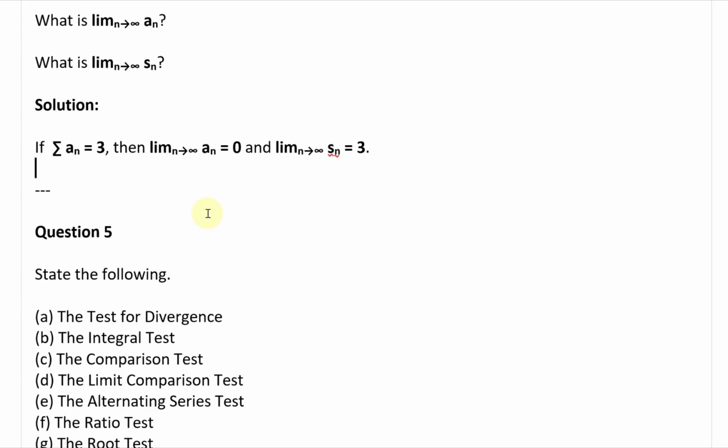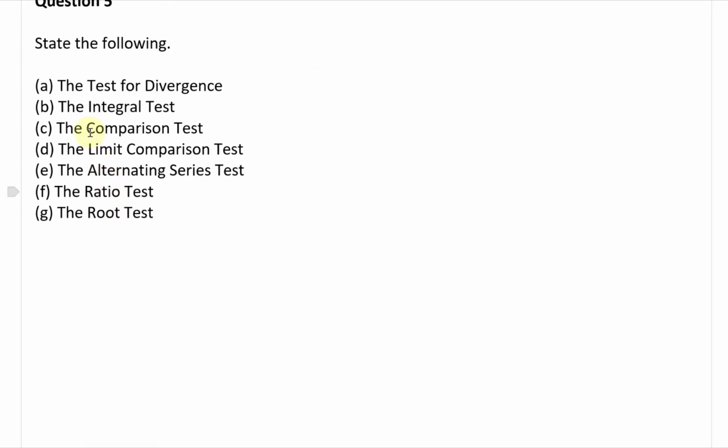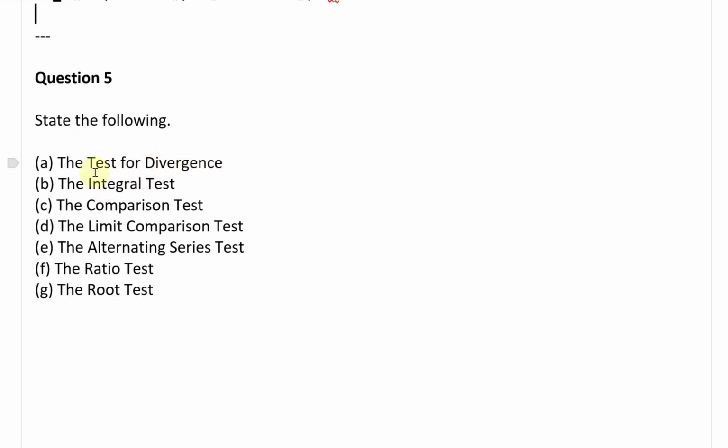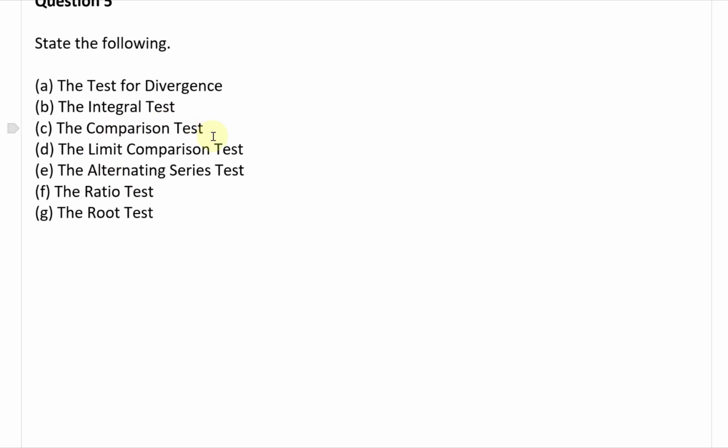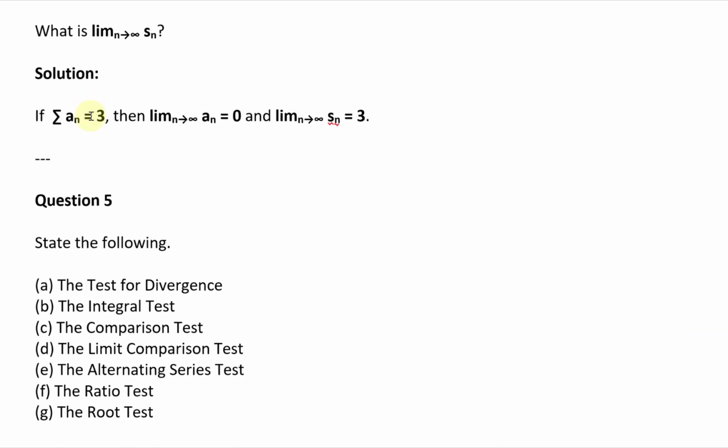Anyways, let's continue further now. So question 5 states the following. Part A, the test for divergence. Part B, the integral test. Part C, the comparison test. And then D, the limit comparison test. And then E, the alternating series test. Then F, the ratio test. And then G, the root test. Alright, so let's take a look at the solution of this question 5.